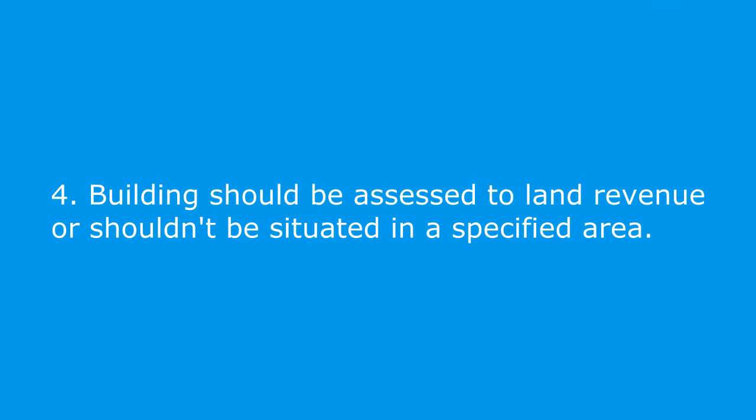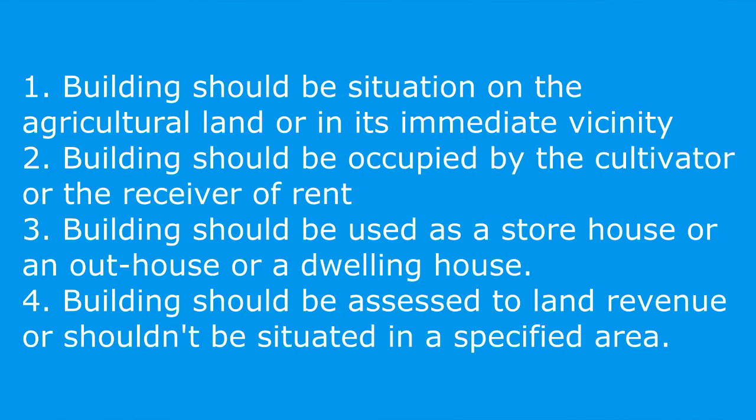The third condition is the building should be used as a storehouse or an outhouse or a dwelling house. Dwelling house means a house which is used for residential purposes. The fourth condition is the land should be assessed to land revenue in India, or it should not be situated within the specified area. That means either the land should be assessed to land revenue in India, or it should not be situated within the specified area. If all these four conditions are satisfied, then the income from a farm building shall be considered as agricultural income.